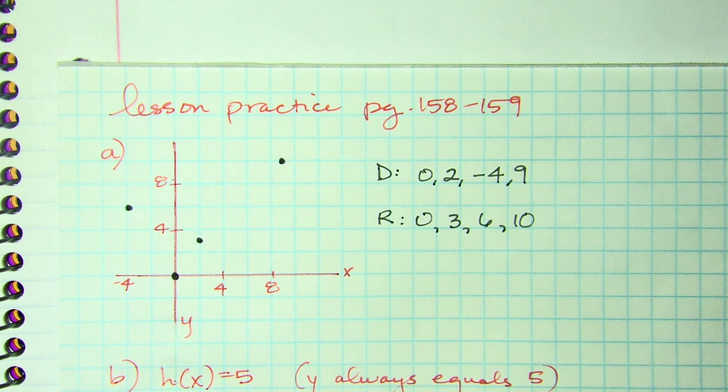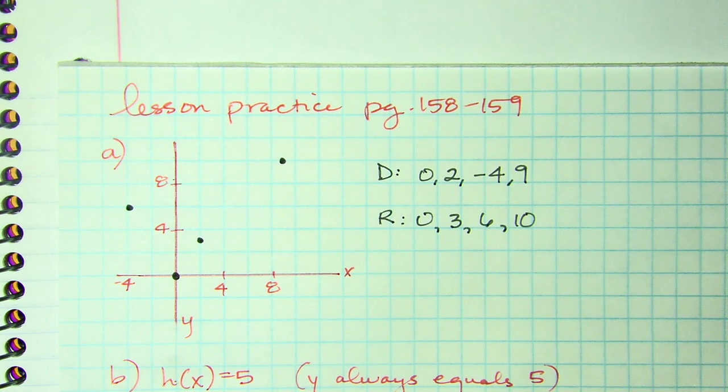So my domain, look at your x-axis. Here's my x-axis here. These arrows pointing to the left and right mean x equals all real numbers. And my range, y always equals 5. So y equals 5.